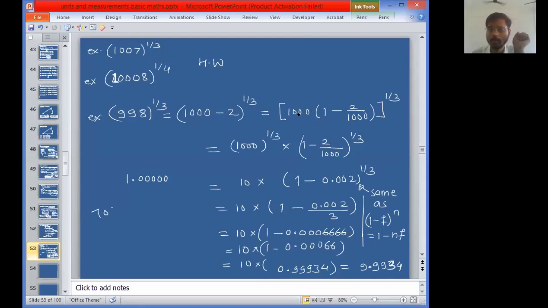Can we not take 1000 common from this? We took 1000 common. Then what remains? 1000 upon 1000, 1, and 2 upon 1000 as it is. Now subtraction. 1, 2, 3, 4, 5. 0.00066. Now 10 minus 6, 4.